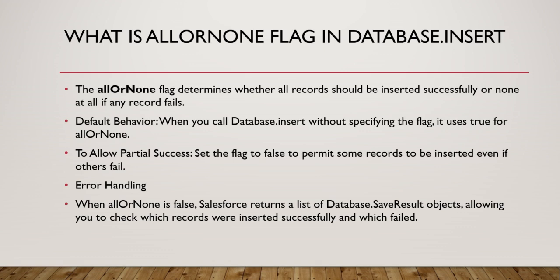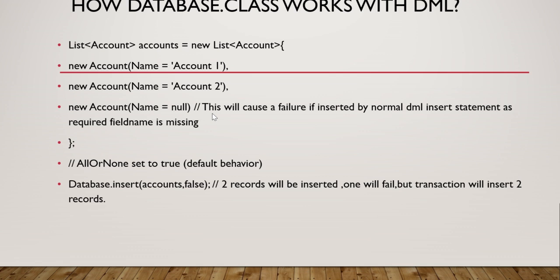That is, even if one record is problematic, it will not insert the list of records. But to allow partial success that we saw before, you have to set the flag to false to permit some records to be inserted even if others fail. So this is the key thing that we do over here. If you make this false, all the correct records will get inserted.